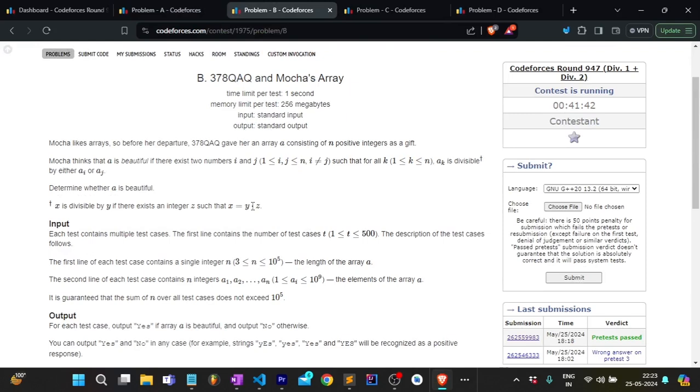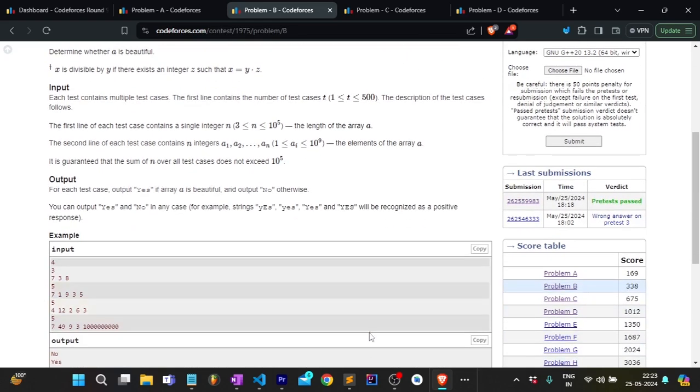What problem B says: Mocha likes arrays. Before her departure, this person gave her an array A consisting of n positive integers as a gift, and Mocha thinks that A is beautiful if there exist two numbers i and j such that for all k between 1 and n, A_k is divisible by either A_i or A_j. What they're saying basically is, let me explain it.